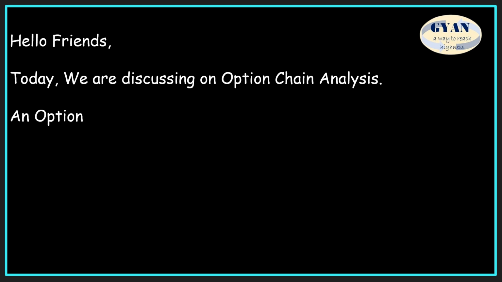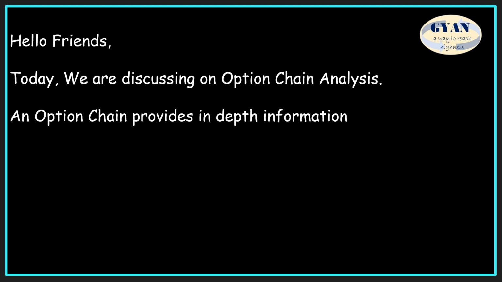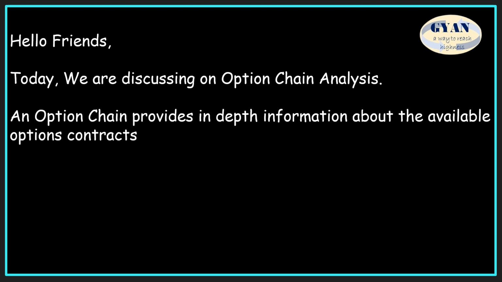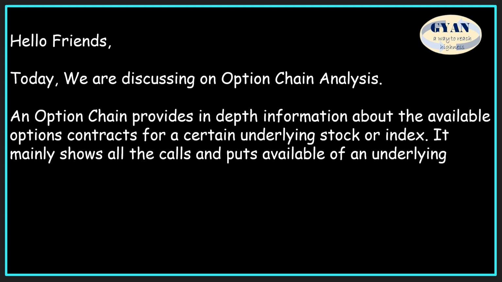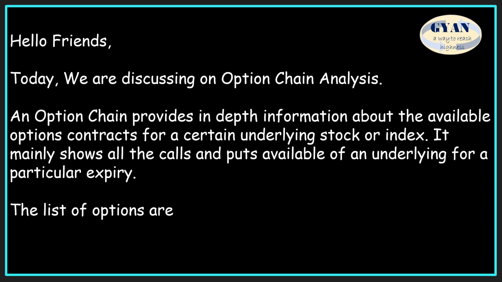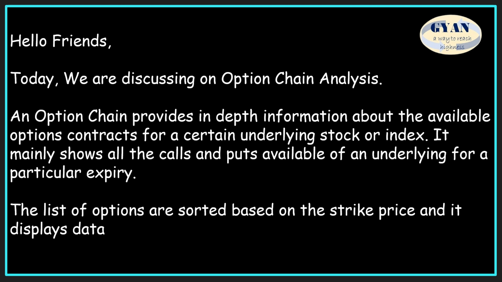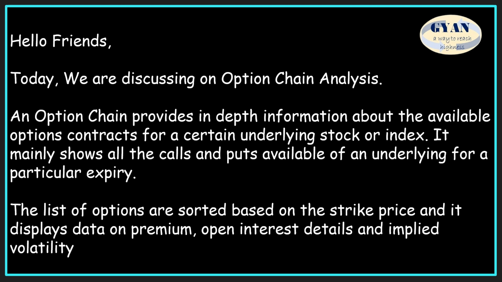Hello friends, today we are discussing option chain analysis. An option chain provides in-depth information about the available option contracts for a certain underlying stock or index. It mainly shows all the calls and puts available for an underlying for a particular expiry. The list of options is sorted based on the strike price and displays data on premium, open interest details and implied volatility.